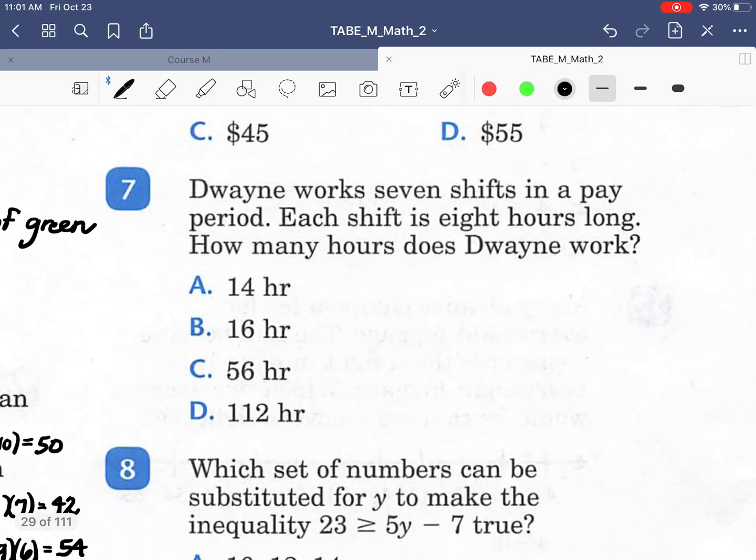Number 6. Dwayne works 7 shifts in a pay period. Each shift is 8 hours long. How many hours does Dwayne work? So we know that he works 7 shifts and that each shift is 8 hours long. We don't have to set up an equation. We can just multiply that one to get the answer.